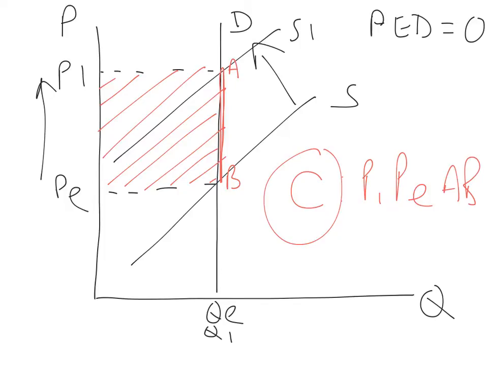So just a point to remember for indirect taxes: when you have perfectly inelastic demand, where the price has no effect on demand, then this is the incidence diagram that you would draw.